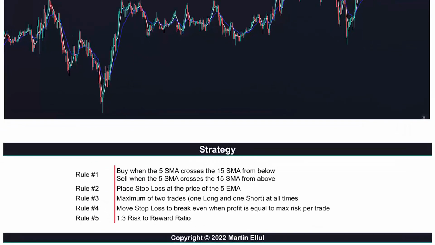So here's the strategy. We buy when the 5 SMA crosses the 15 SMA from below, and we sell when the 5 SMA crosses the 15 SMA from above. The second rule is that we place the stop loss at the price of the 5 SMA when we take that trade. We can have a maximum of 2 trades at all times, so it can either be a long or a short, and we move the stop loss to break even when the profit is equal to the maximum risk that we are risking per trade. The risk to reward ratio has to be 1-to-3.